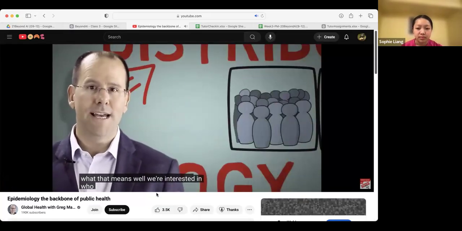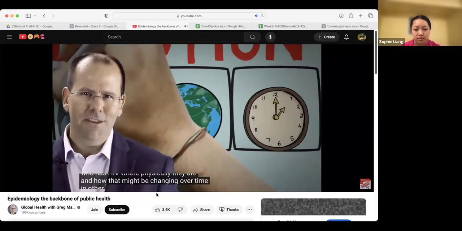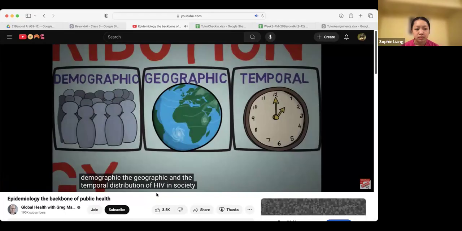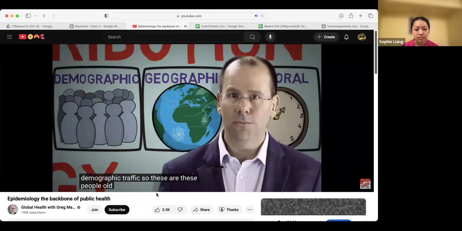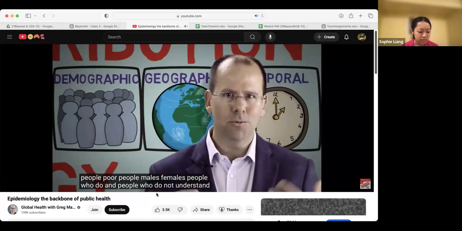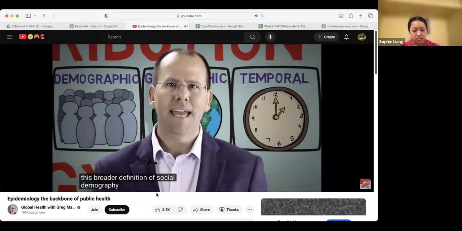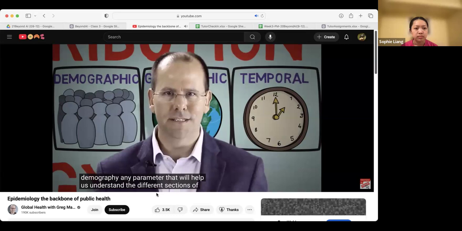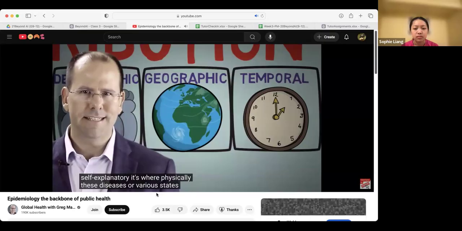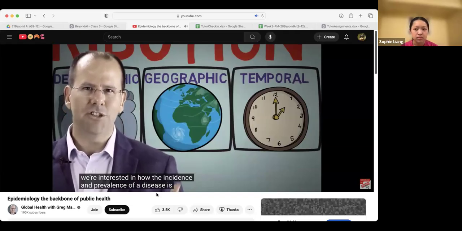Well, we're interested in who has HIV, where physically they are, and how that might be changing over time. In other words, we're interested in the demographic, the geographic, and the temporal distribution of HIV in society. Demographic, so these people: old people, young people, rich people, poor people, males, females, people who do and people who do not understand all the references I'm making to Game of Thrones. So we're really interested in this broader definition of social demography, any parameter that'll help us understand the different sections of society. Geographic, well, that's pretty self-explanatory. It's where physically these diseases or various states of health might be. And temporal, and here we're interested in how the incidence and prevalence of a disease is changing over time.